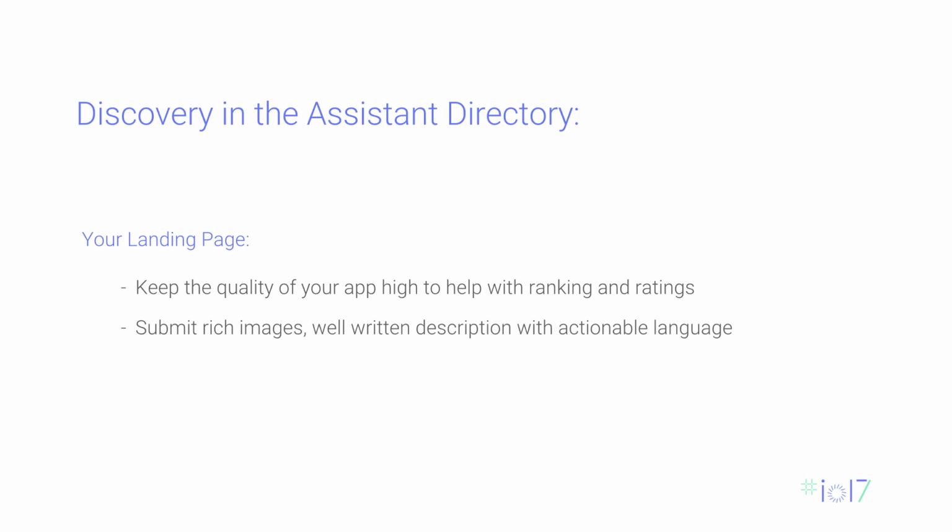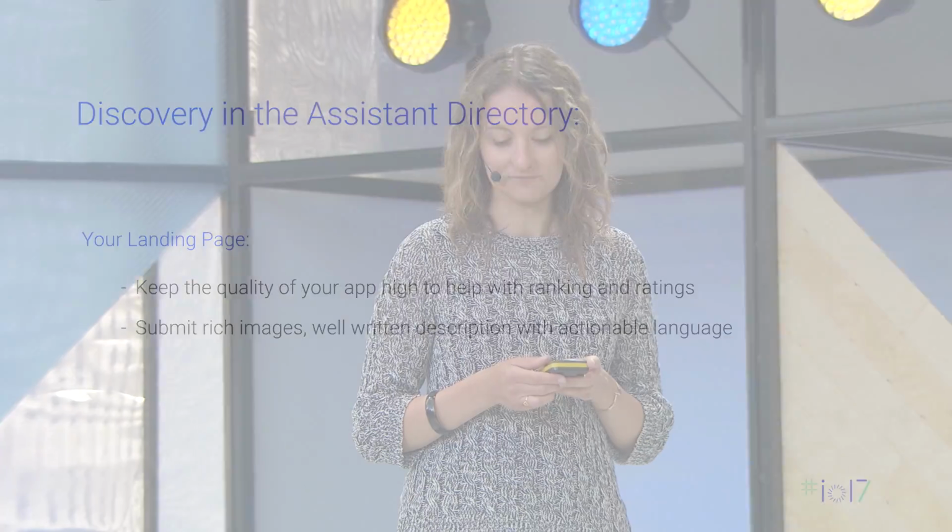The way that you can improve visibility of your app within the directory is by, one, again, keep the quality of your app really, really high. This is what's going to help with both ranking and with reviews. And then two, submit rich images, well-written descriptions. This is what's going to encourage a user to try out your app directly in the directory and then re-engage with it again in the future.